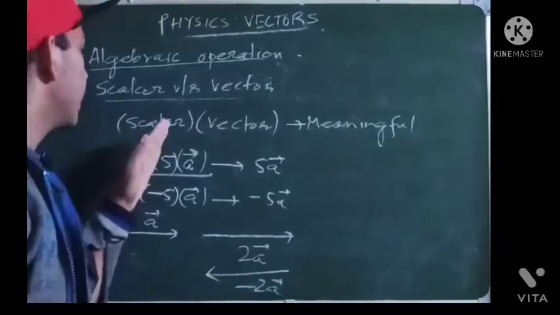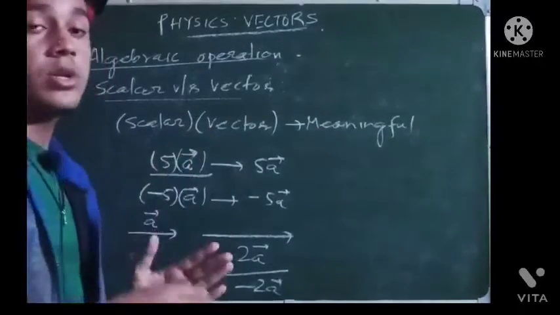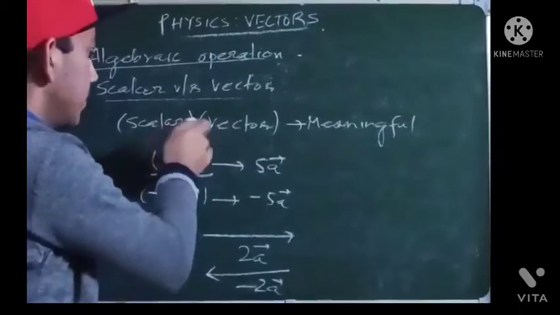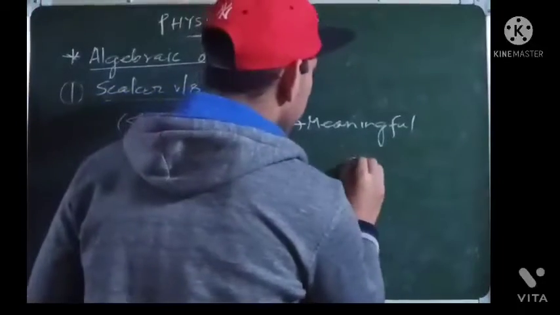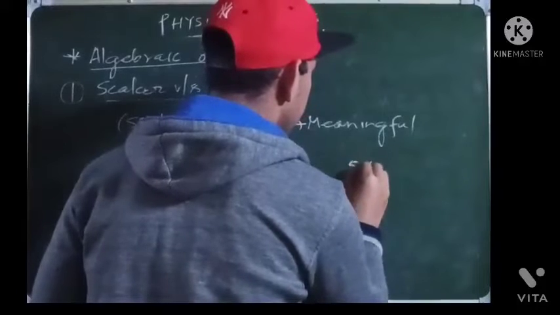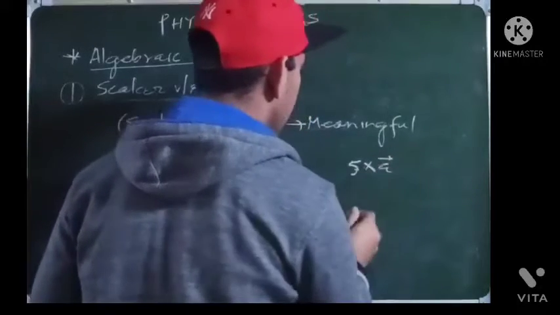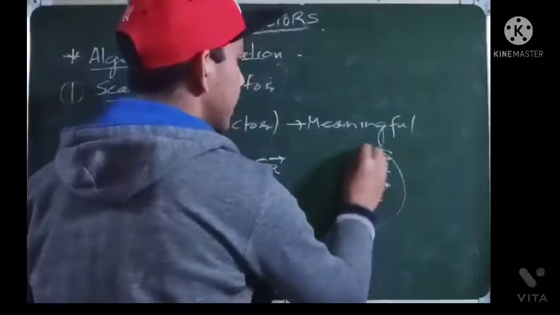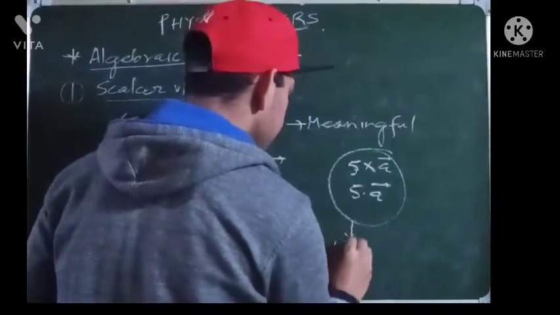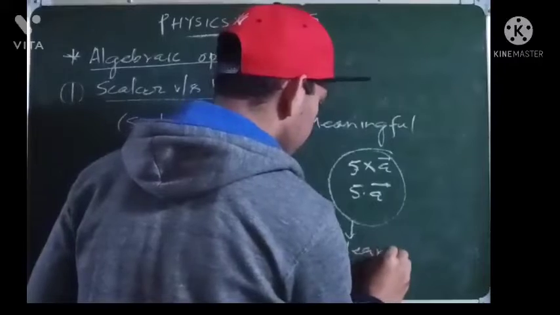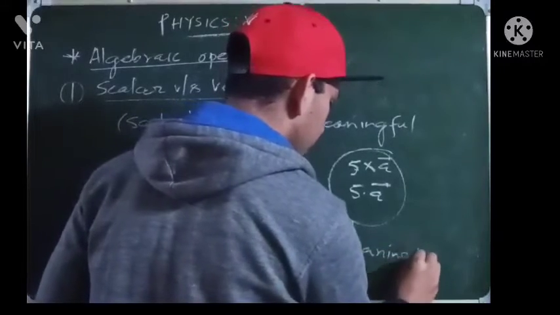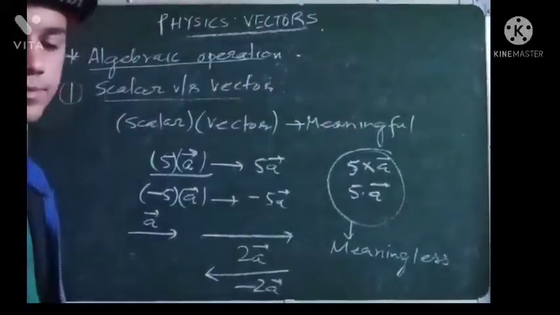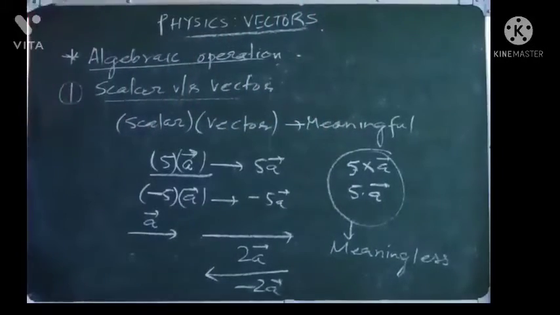Now when we multiply a scalar with a vector, we do not require a cross sign or dot sign between them. For example, 5 cross A vector or 5 dot A vector, both these quantities are meaningless. Please note down.